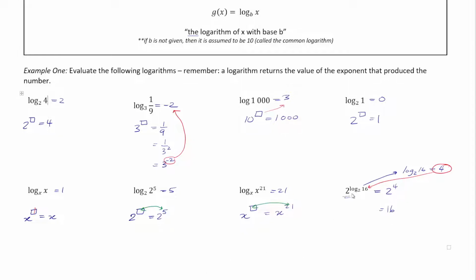So as you can see, this returns the exponent that produces 16, and then we raise it to that exact same exponent. We just get 16 again. So it's kind of like a circular loop, this question right here. The logarithm returns the exponent on 2 that produces 16, so that's 4, and then that just becomes the exponent again on 2.